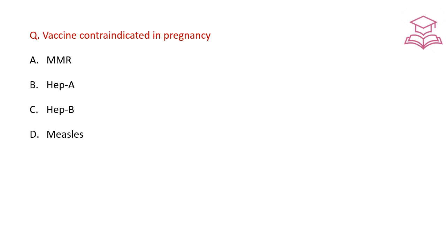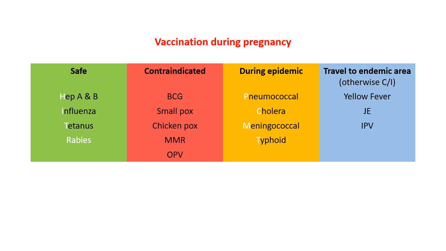Vaccine contraindicated in pregnancy. To solve these, let us see the vaccines during pregnancy. The safe vaccines during pregnancy, the mnemonic is HIT: rabies, hepatitis A and B, influenza, tetanus and rabies. The contraindicated vaccines during pregnancy are BCG, smallpox, chickenpox, MMR and OPV. All these are live attenuated vaccines.